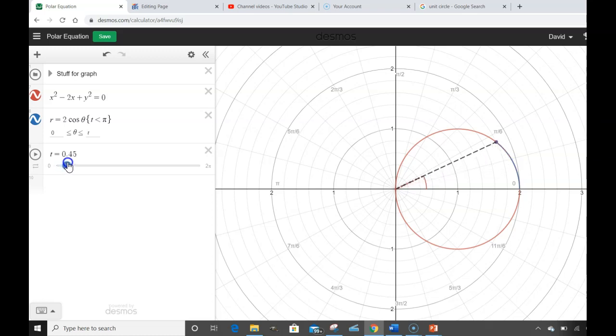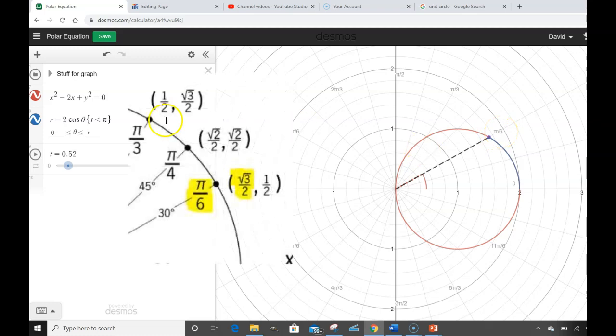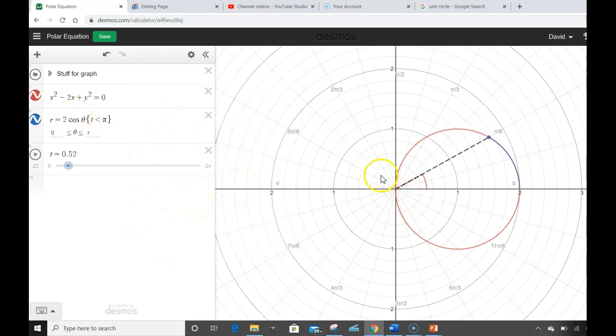There's pi over 6, roughly. Try to get on it. There we go. What is the cosine of pi over 6? The cosine of pi over 6 is the square root of 3 over 2. Double that, this is the square root of 3. So now our radius is the square root of 3.